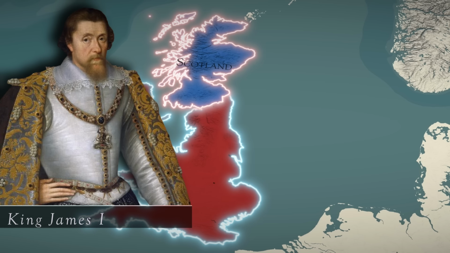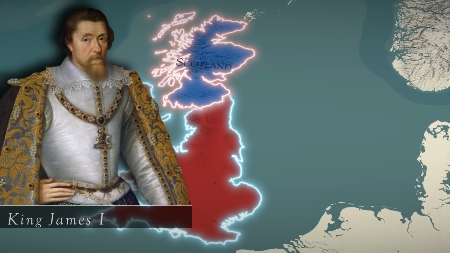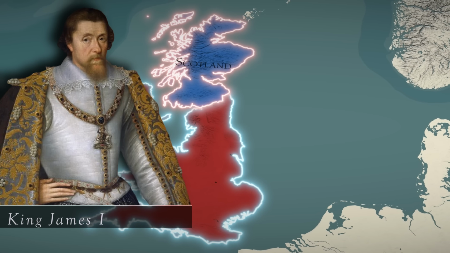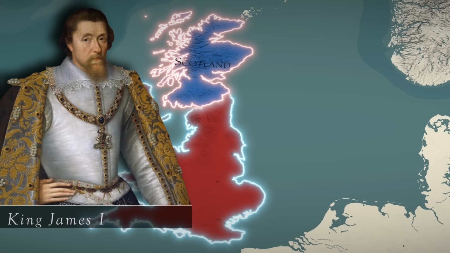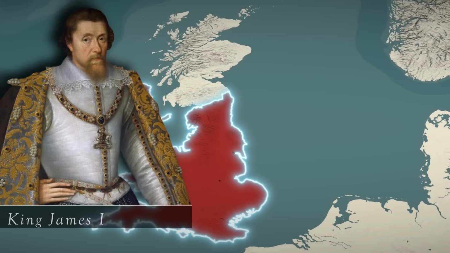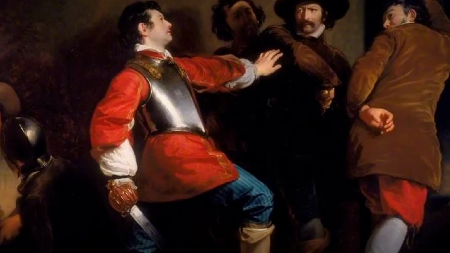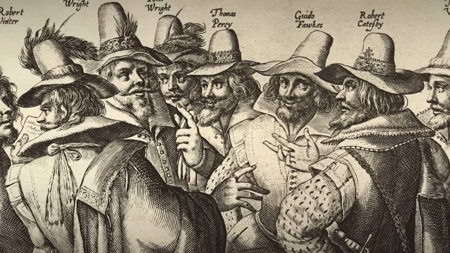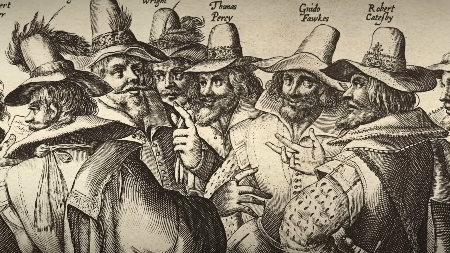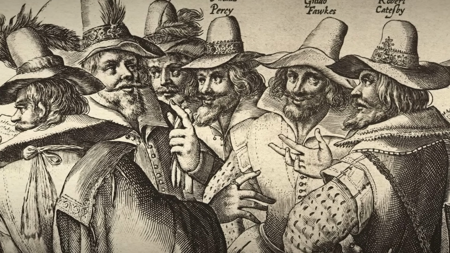Despite being the king of both nations and ruling over virtually the entire island of Britain, the two kingdoms remained separate from one another. James's early reign faced many challenges, the most notable being the Gunpowder Plot of 1605, which saw discontent English Catholics attempt to blow up the king during the state opening of Parliament.